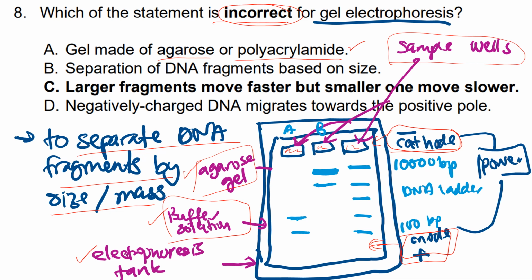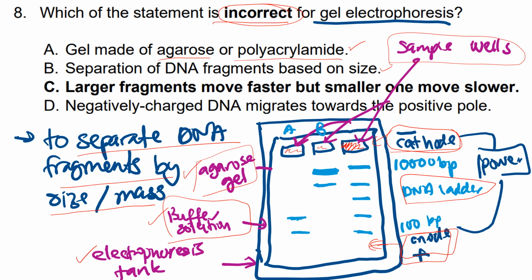Then B, separation of DNA fragments is based on size. Yes. DNA fragments will separate according to their size. The smaller molecule of DNA will travel the fastest, and the larger molecule will travel the slowest. When you run gel electrophoresis, you will take one lane where you will load your DNA ladder. The DNA ladder is to compare the size of your DNA. It is like a standard.